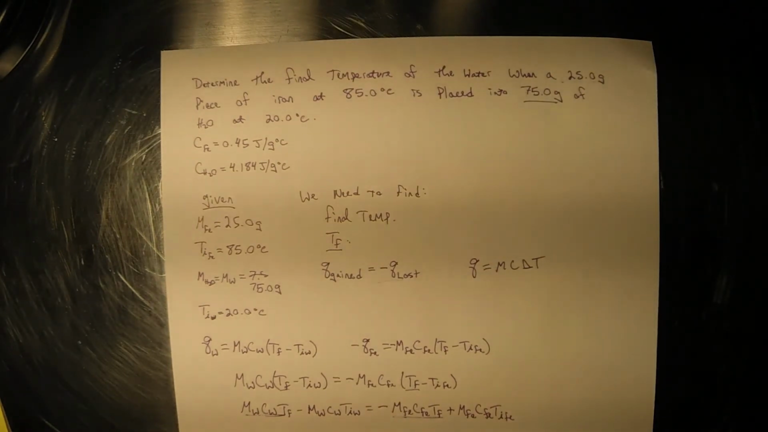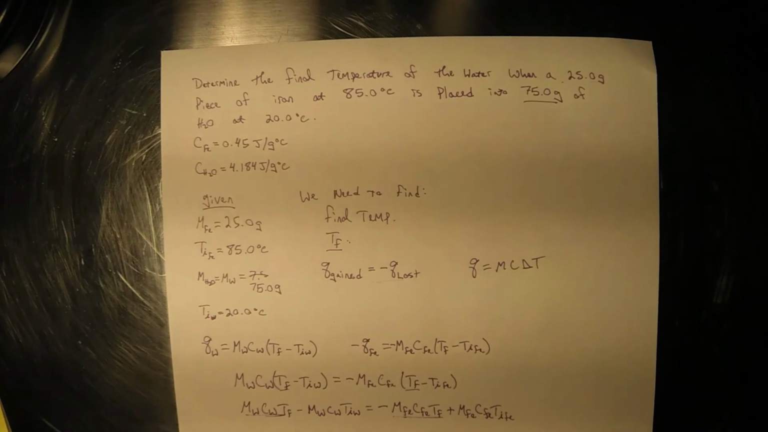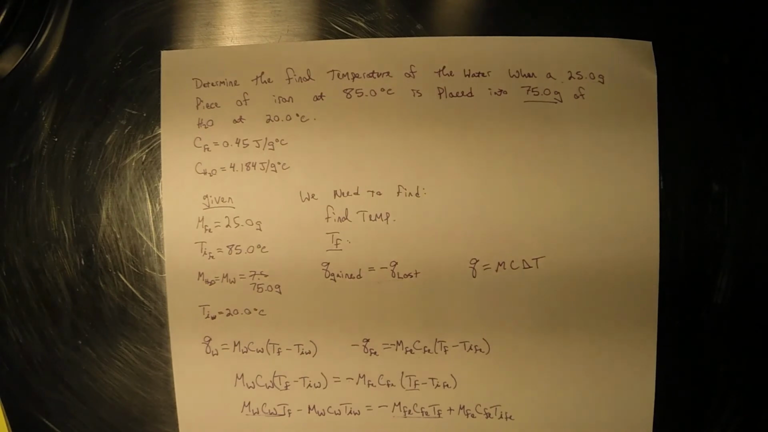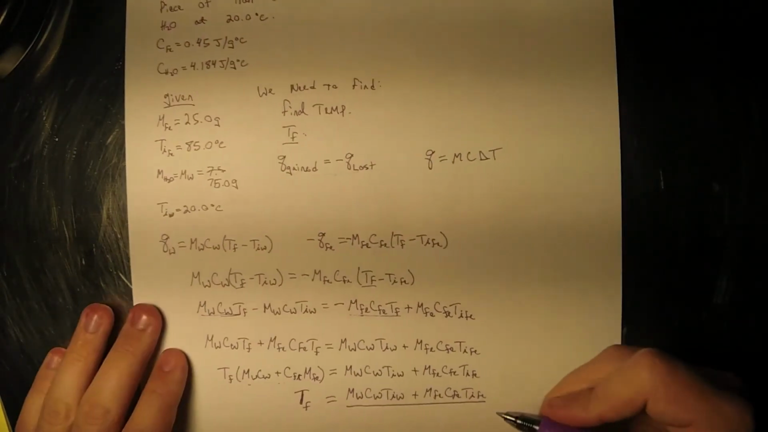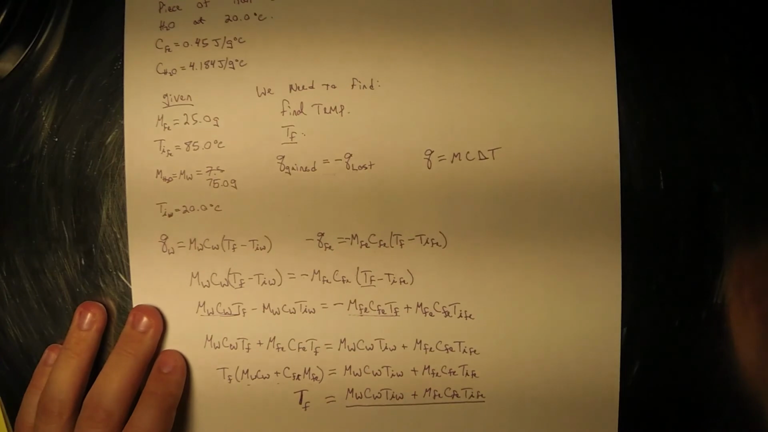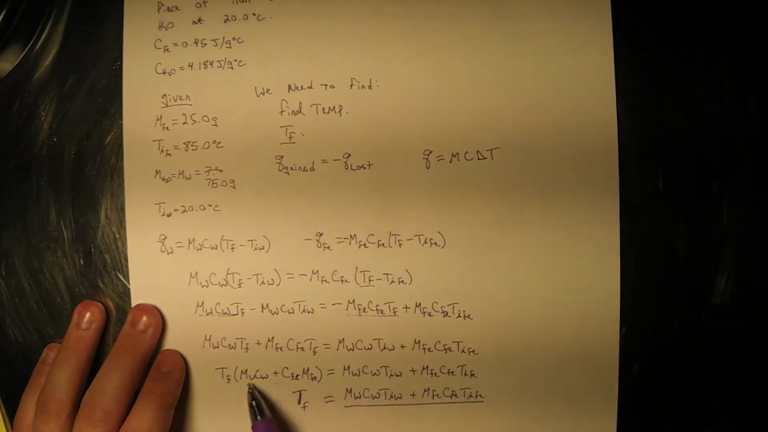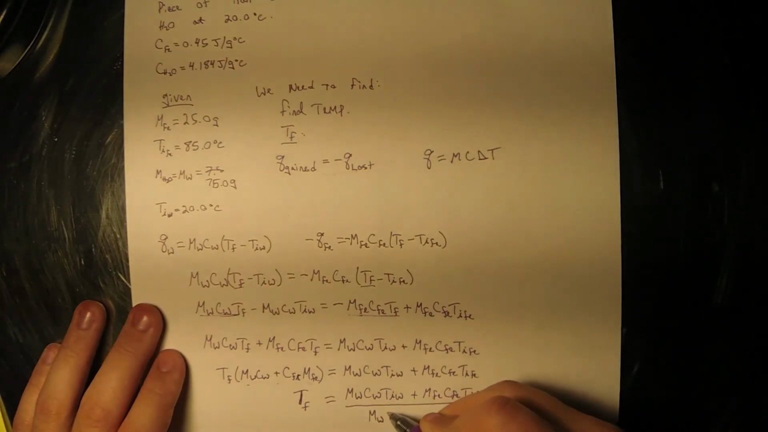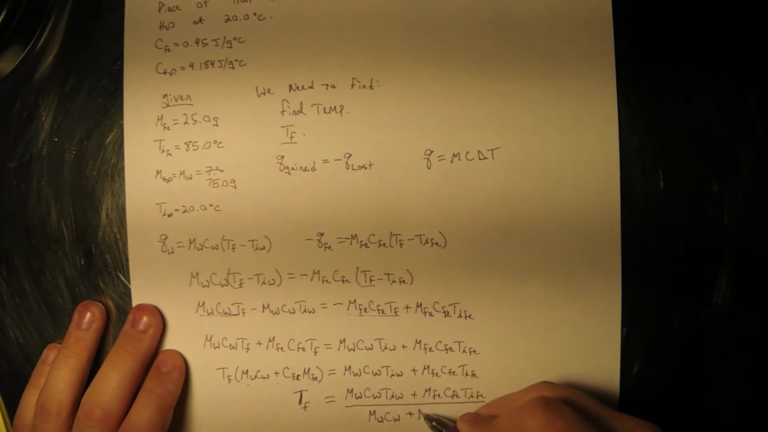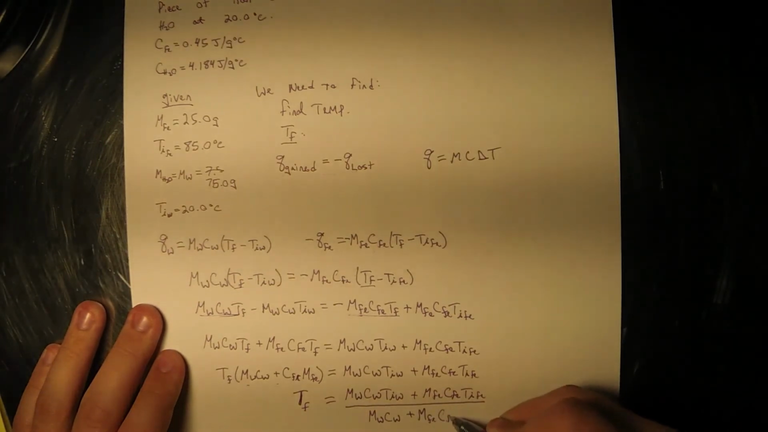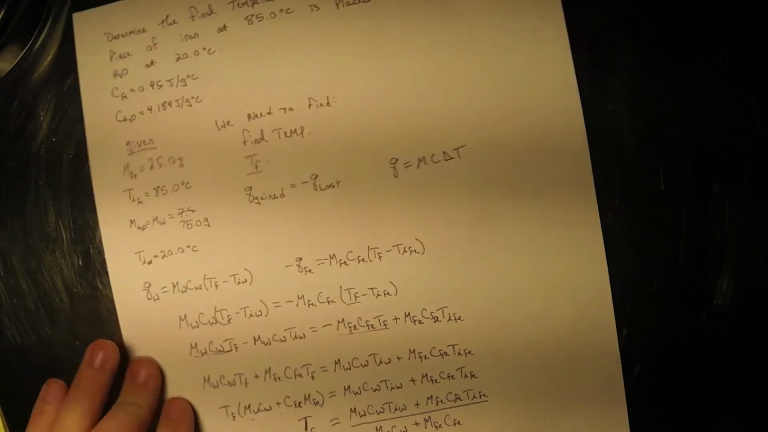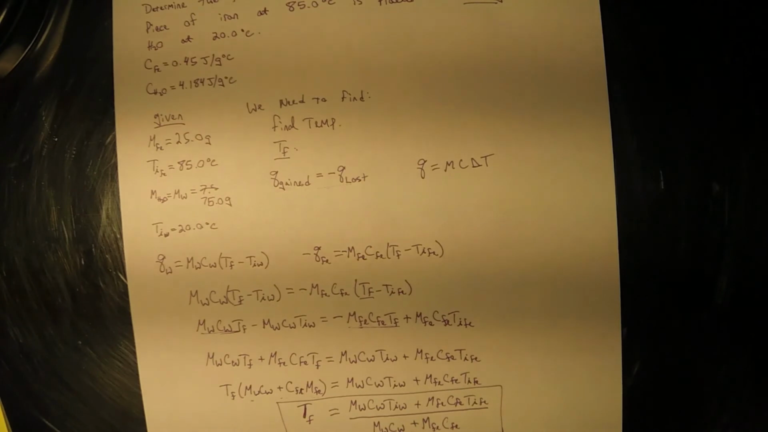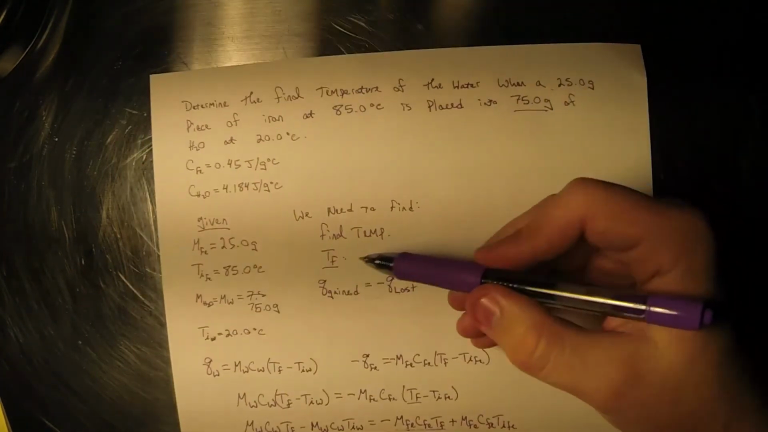So, T initial water plus mass of iron, C of iron, T initial of iron, boom, all over. Move this up so you guys can actually see it. All I'm doing is dividing this side over. So we're going to have mass of water, C of water, plus mass of iron times C of iron, right? And wouldn't you know it, boom, that's it. We solved for T final. That was what we were trying to find.